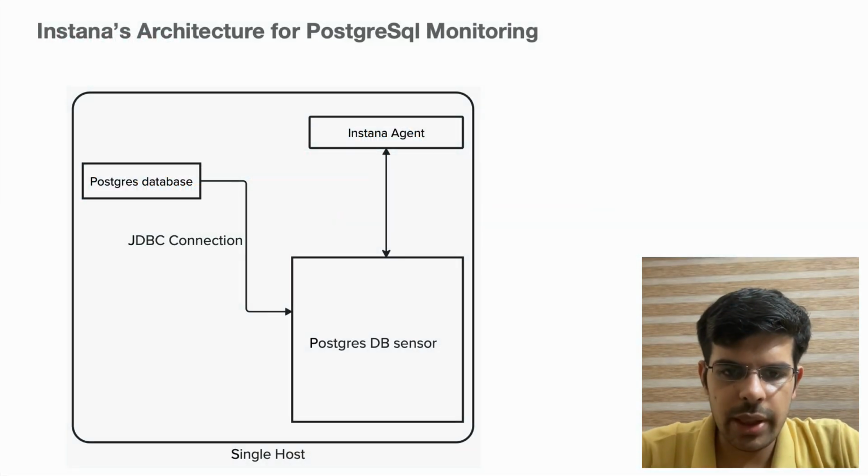So, let's quickly have a look through Instana's architecture for monitoring Postgres. As you can see in this diagram, the Postgres database and the Instana agent are both under a single host, which means that Instana provides local monitoring for the Postgres database. The Instana agent auto-discovers the locally running Postgres processes on the host machine. After that, the sensor collects the data from the database and sends it over to the agent, which further packages all the data and sends it over to the backend.